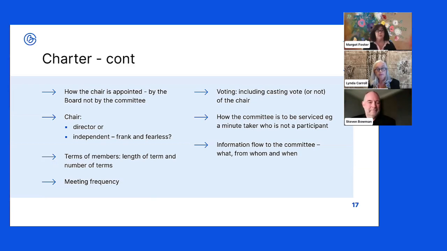How the chair is appointed, and ideally, in this instance, it's appointed by the board, not the committee itself, because unlike a board where the board might elect the chair, it's not appropriate for a committee because this is the delegation. It's interesting, if I can just say here, Margo, I've also seen some nuances around this as well.